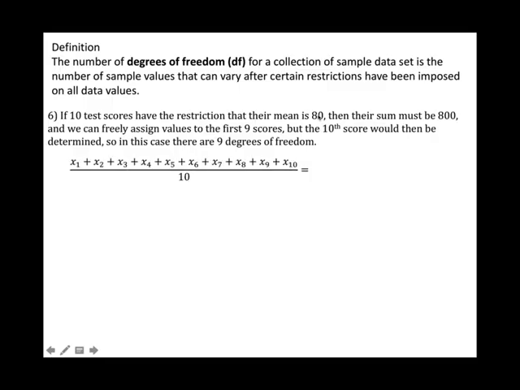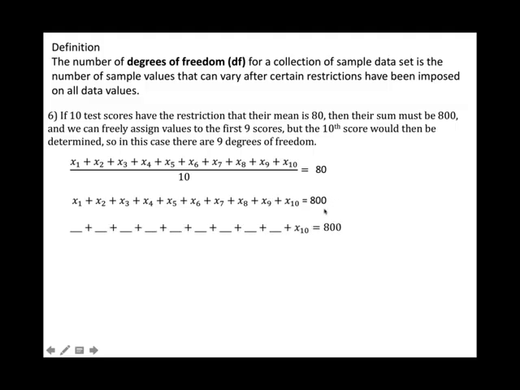So think about it. I have 10 test scores, so this is my 10 data, and I want to find the sample mean. I add it all up and divide by 10, and it has to be equal to 80. This is my restriction. Now I multiply both sides by 10. The 10 cancels out on the left, and on the right I get 800. So the sum of the 10 data has to be equal to 800.